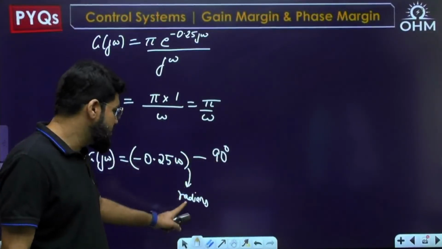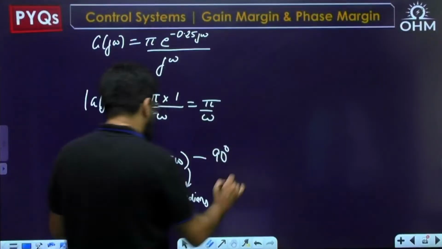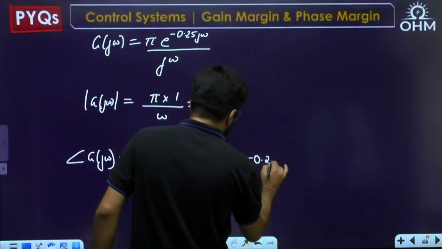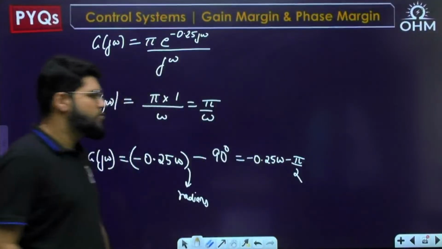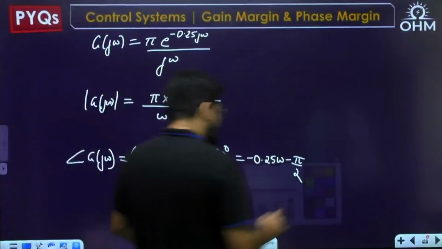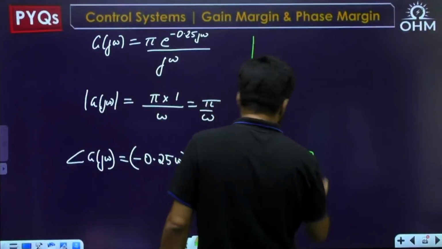Either you convert this to degree or you convert this to radian. So let me write down both in radian. Minus 0.25 omega, and 90 degree we know simply is pi by 2. So minus pi by 2 I have written here. Now, as I told you, what is the first thing we need?